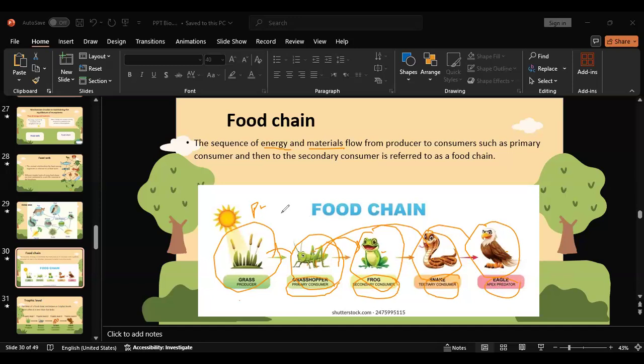Through the food chain only, the energy is passing. Here the sunlight energy is stored in the plant. The grasshopper is eating grass, so the energy passes from grass to grasshopper, then grasshopper to frog, frog to snake, snake to eagle. Likewise, the energy is flowing through.